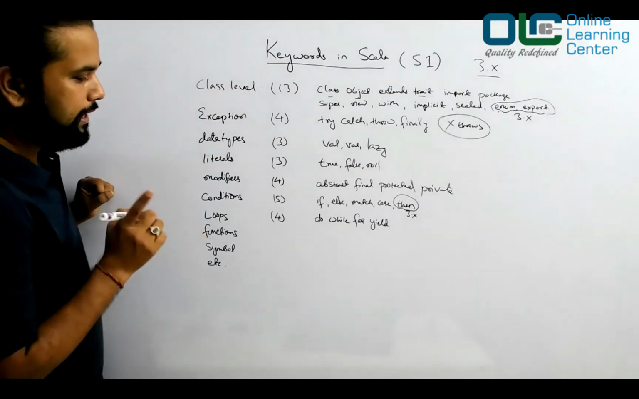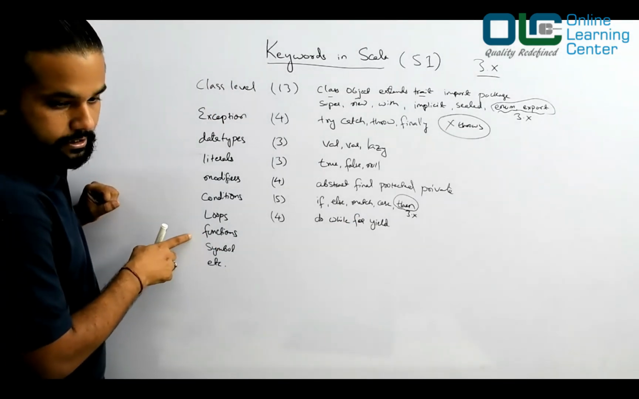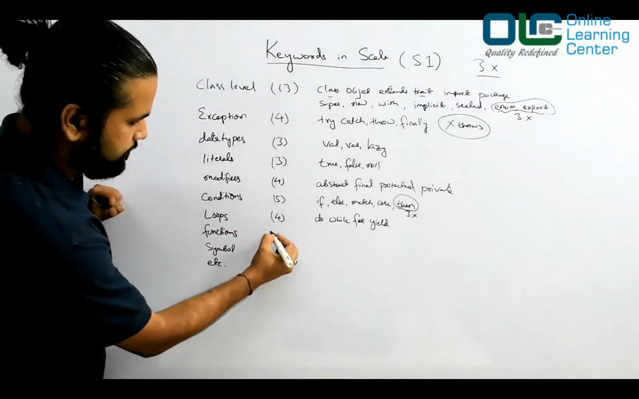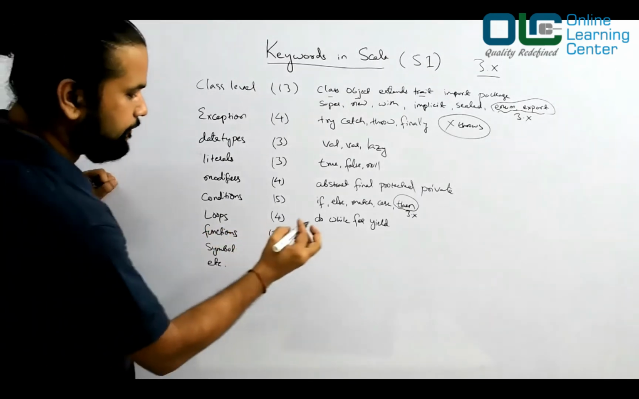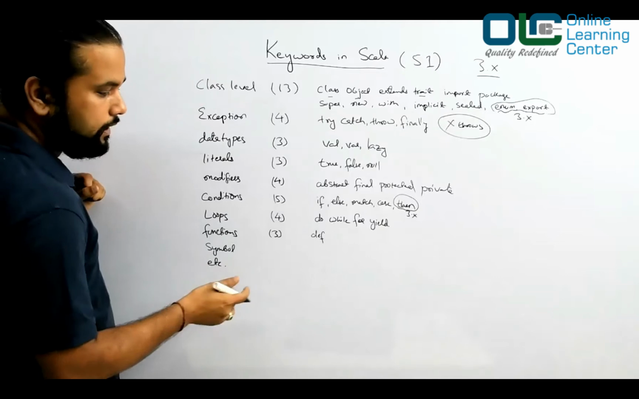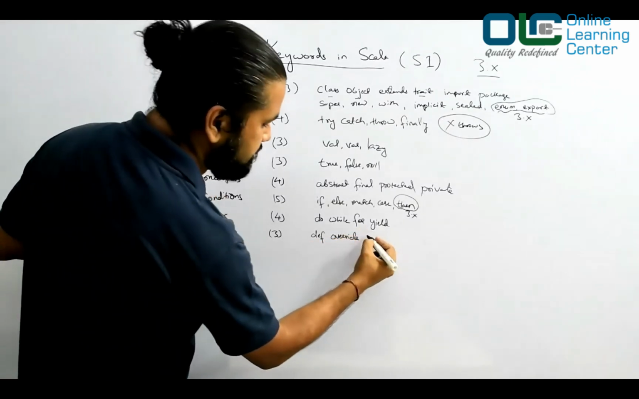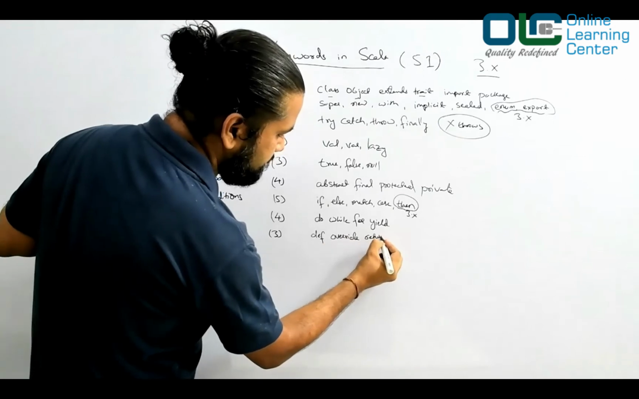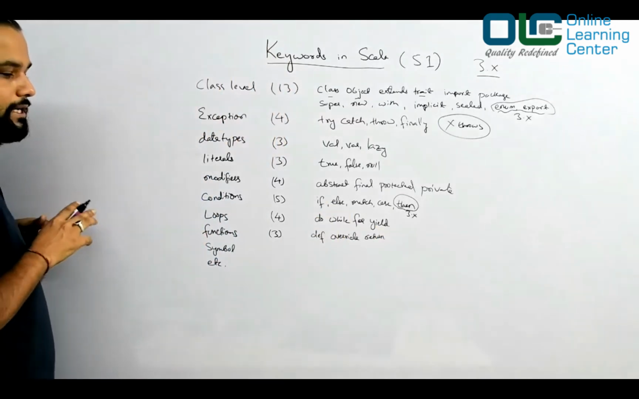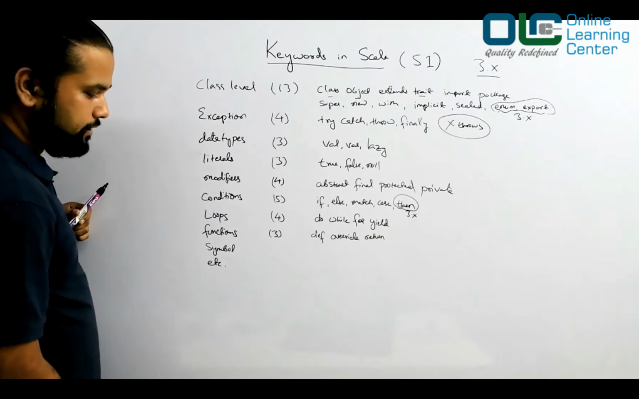So do, while, for, and yield. Functions, you have 3 at functions level. They are def, to define a function, override, to override any function, and return, a keyword when you want to return something from a function. So I've placed these three under your function label.